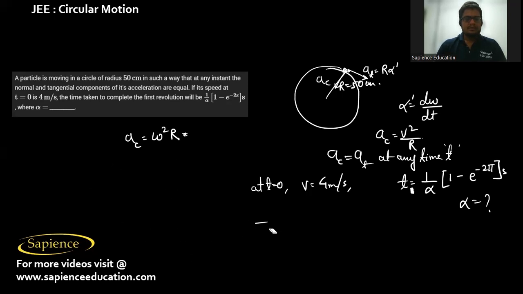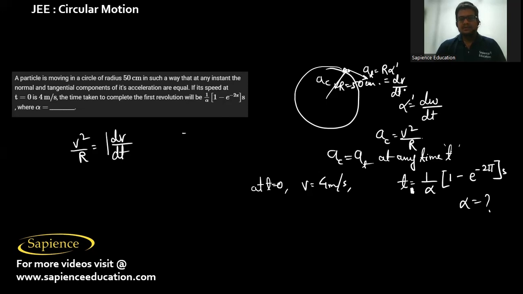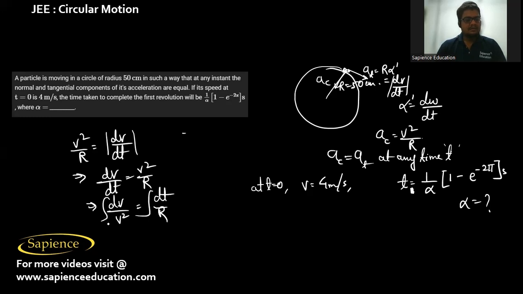So from here, actually, we can see centripetal acceleration is v square by r, and tangential acceleration is mod of dv by dt. So it means mod of dv by dt will be the same as v square by r. So therefore we can say dv by v square will be equal to dt by r. Now we can integrate from 0 to t.